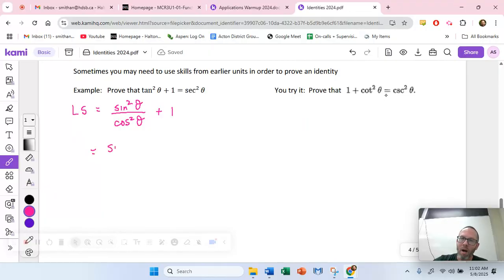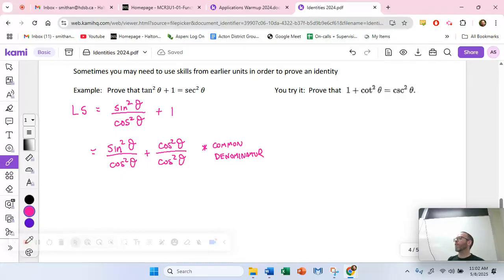We just need to write 1 as a fraction over cosine squared theta. That's not too bad for everybody in this classroom. 1 is just cosine squared divided by cosine squared. You just get a common denominator here. I'll just write this down. Common denominator. I'll even write it all out. Denominator. Like, guys, we're literally done.